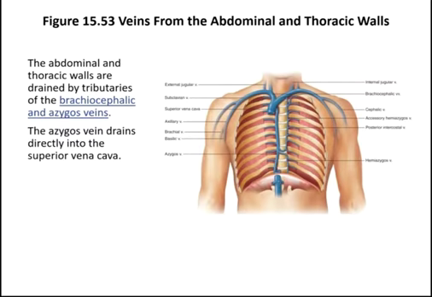Okay. Veins of the abdominal and thoracic wall. The abdominal and thoracic walls are going to drain by tributaries into the brachiocephalic and the azygos veins, and that's going to carry it back into the superior vena cava.